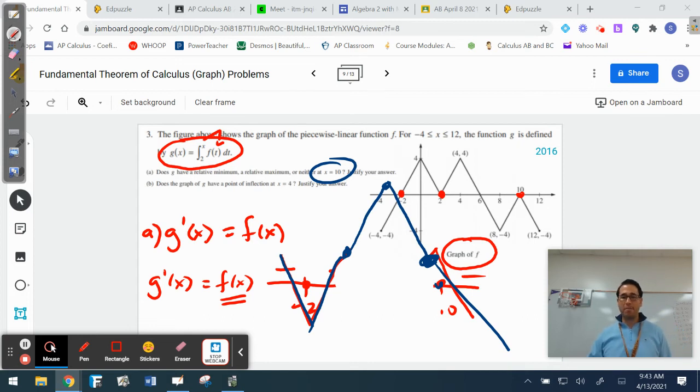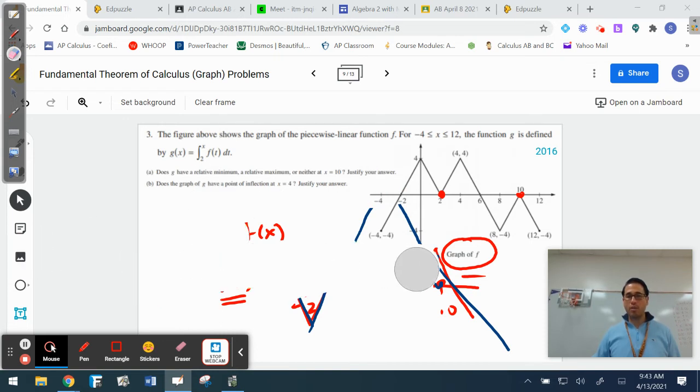And how did I know that? Because of my sign analysis, right? I erased it, but it was negative before 10, it was negative after 10. And believe it or not, that was only worth 2 points, you guys. That's it. I feel like that was a lot to take in, a lot to write down, and it was worth 2 points.